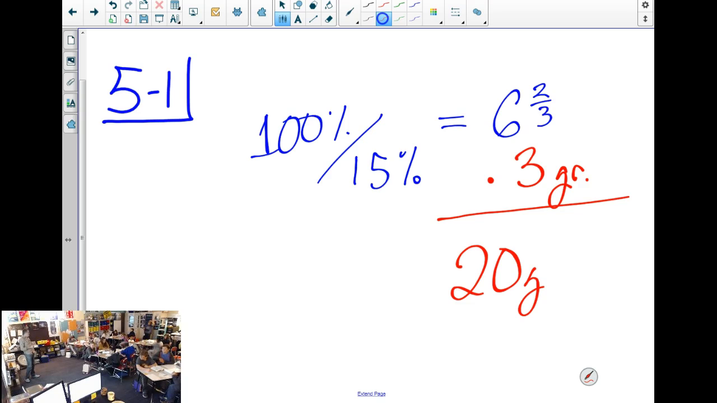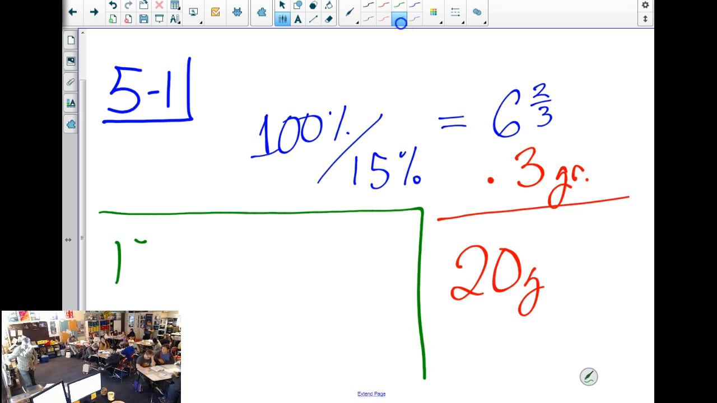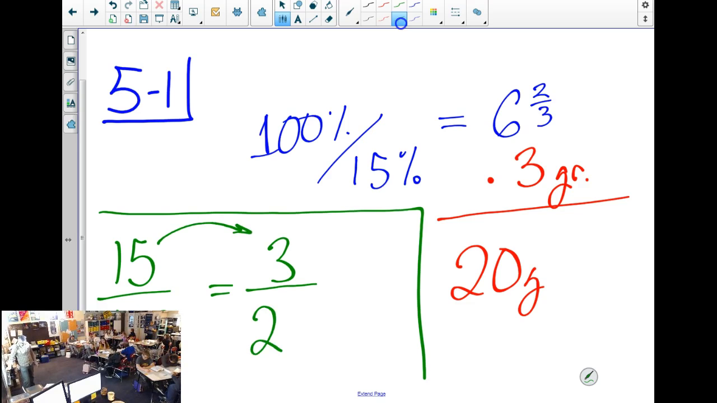In my head, that is not how I envision doing this. That's perfect though. This is absolutely perfect. In my head, what I think about is 15% means 15 out of 100. And what was the thing that related to 15%? How many grams? 3. How do I go from 15 to 3? Divide by 5. And if I do the same on bottom, I get my 20 grams I'm allowed to consume.